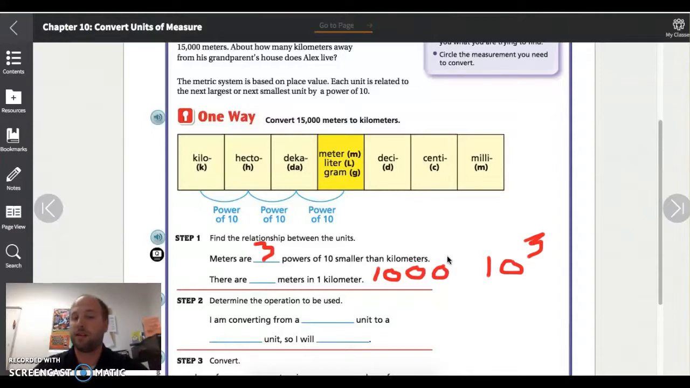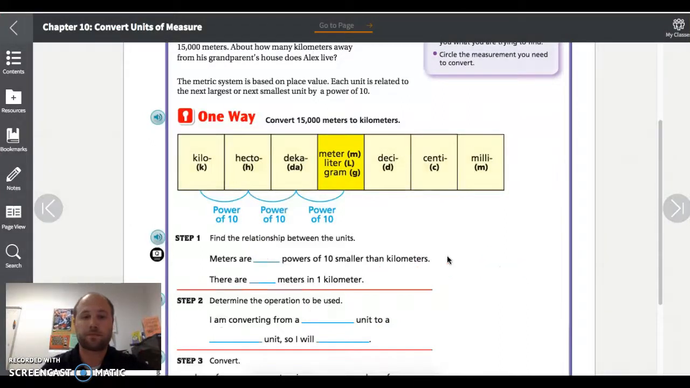Now step 2 says determine the operation to be used. So I am converting from what kind of unit? Smaller or larger? We know that we are going from meters to kilometers, so that it is smaller. That's an S. Let me erase that. Smaller unit to a larger unit. And if you look on the board, the rule still applies. If we're going from a smaller unit to a larger unit, we are dividing. I hope you said that. Okay, we are dividing. So here's how it's going to look.